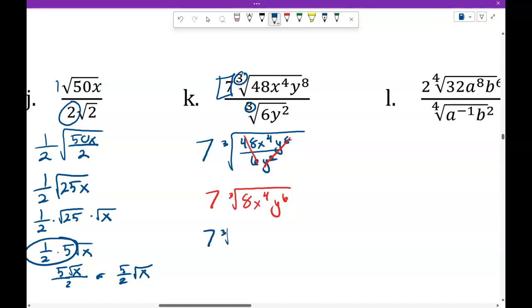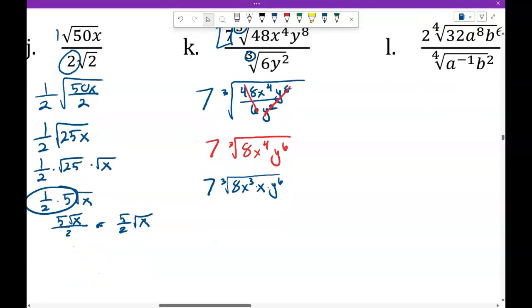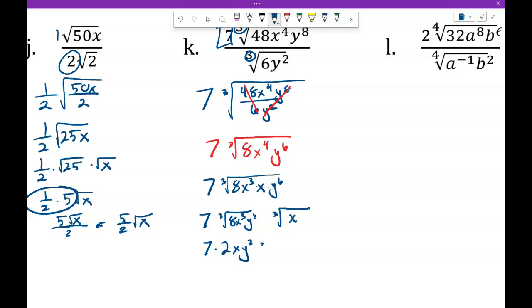Now the cube root of 8 I can do. X to the 4th needs to be x to the 3rd times x. Y to the 6th is good for us to go. So our two radicals, 8x to the 3rd, y to the 6th, and then just x. 7 times 2x, y squared, cube root of x, and then we multiply our integers.